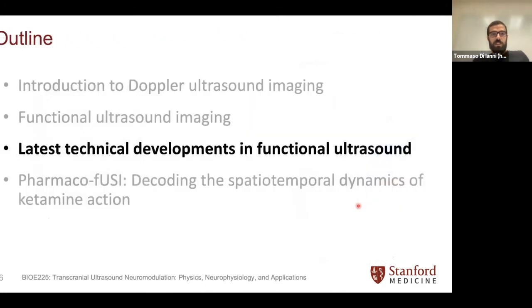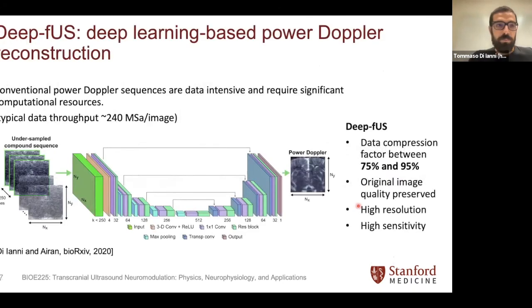Okay. So now I would like to show some of our latest technical developments with functional ultrasound. These are from our own lab. By now, I think it's pretty clear that we have a lot of data to process. These sequences are very data intensive and require a lot of computational resources. So we thought, why not train a neural network to do the job with much less data?